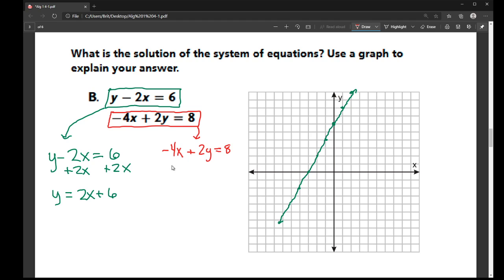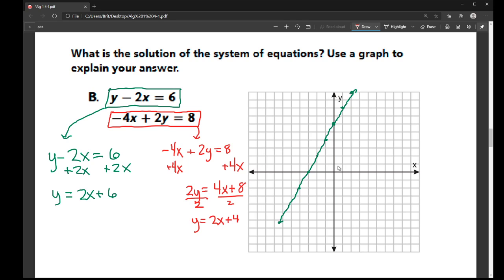So here I need to get y alone, so I'm going to add 4x to each side. So I have 2y equals 4x plus 8, and then I divide by 2 on both sides and get y equals 2x plus 4.